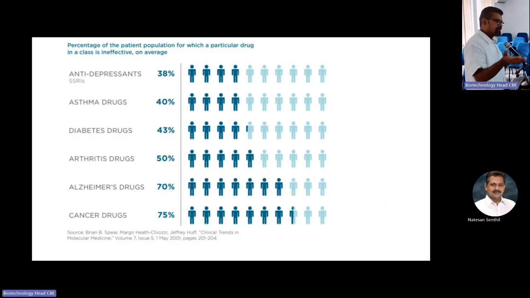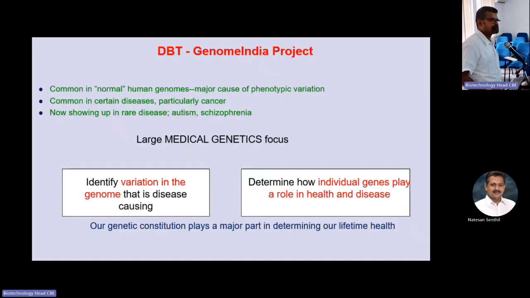So this slide tells us about the percentage of the patient population for which a particular drug in a class is ineffective. So cancer drugs, only 25% of the patients get benefit. 75% of the patients, the drug goes ineffective. Similarly, diabetes, 43% of the patients don't get benefit because of the metformin drug that is given uniformly to all the diabetic patients. So that is where we need to understand this genomics concepts.